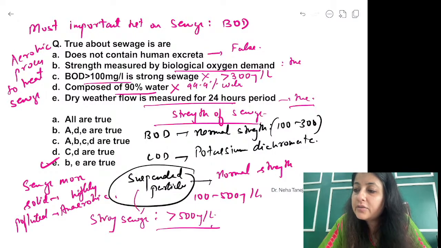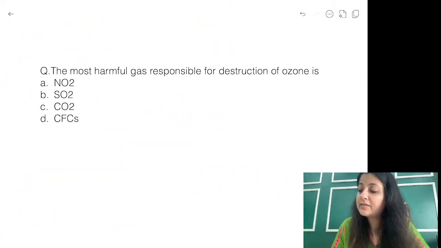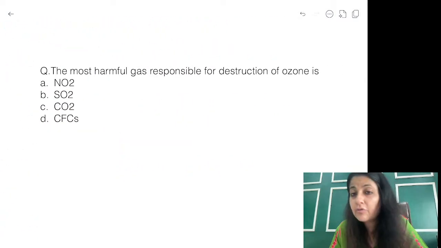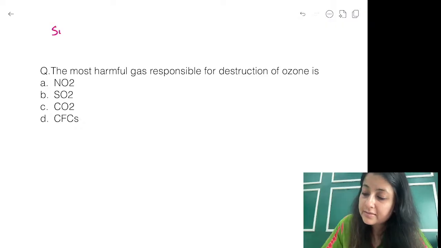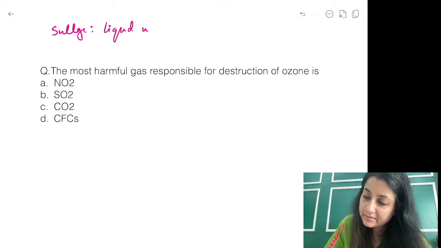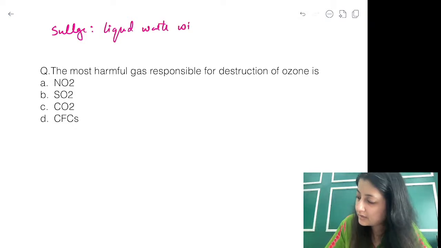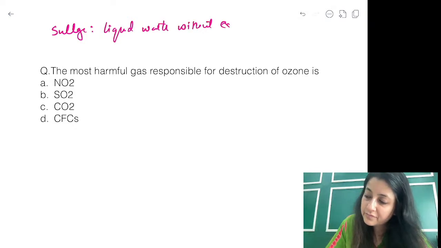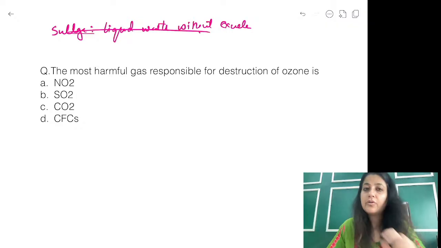Liquid waste without excreta is known as sullage. Liquid waste with excreta is sewage. Liquid waste without excreta is sullage. Somebody was asking about liquid waste without excreta. So that was your waste disposal, a very, very important topic.